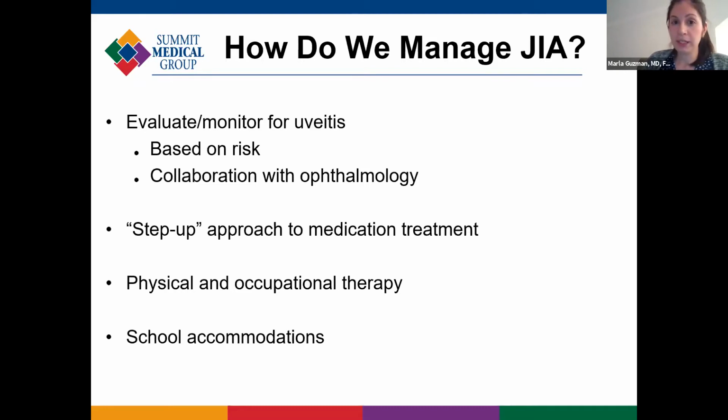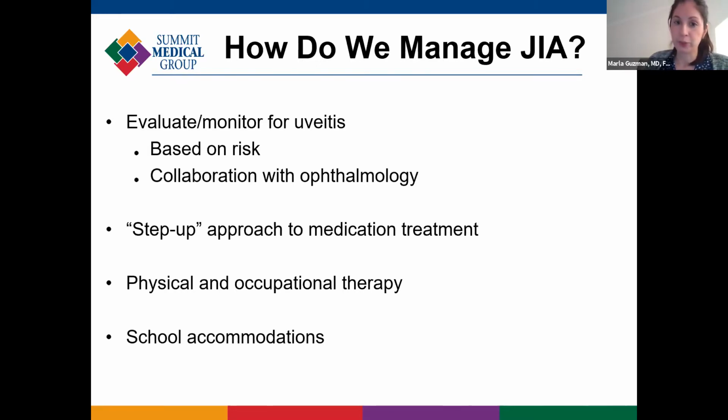In terms of treatment for JIA, we use what's called a step-up approach, starting with the more benign medications to medications that are more intense on the immune system. And I'll talk about that in a future slide. And physical and occupational therapy are also key in treating JIA, just like in those overuse syndromes. School accommodations are also key with JIA.